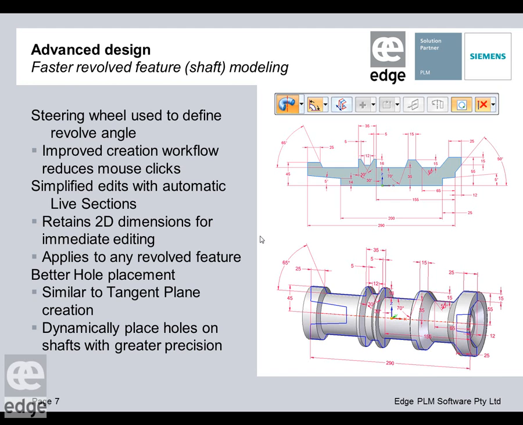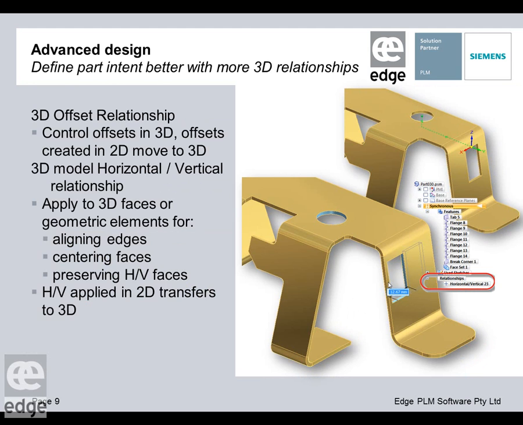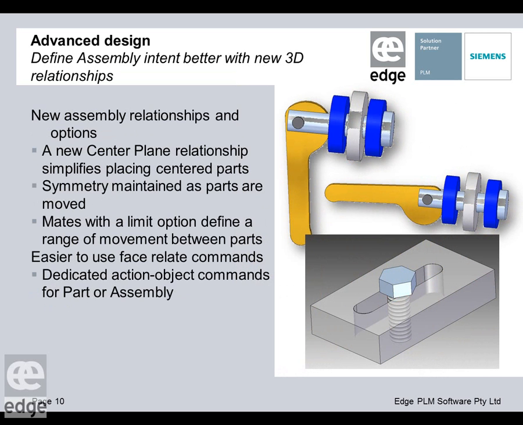A lot of work on revolve features, shaft modeling. It's simplified that a great deal, as you'll see. It picks up dimensions from the sketch and automates a great deal of the process. With synchronous, web networks have been sped up considerably, and there's a lot of new tools for web networks, making anything you want to do in webs more applicable and synchronous than it ever has been. The relationships in the part area have been completely reworked, and you'll see that in a demonstration shortly. It makes it a great deal easier to apply traditional relationships to the three-dimensional part. You'll see the benefits of that shortly.